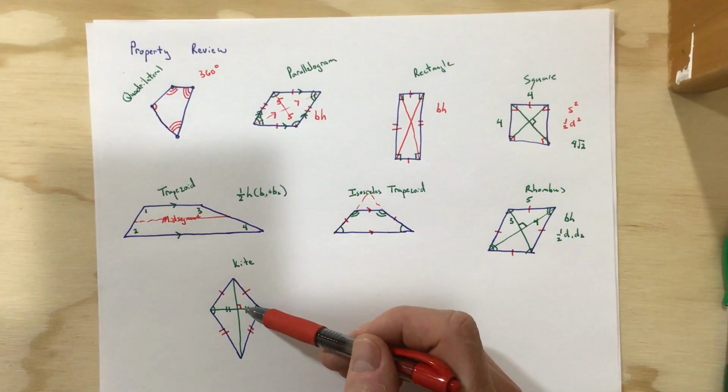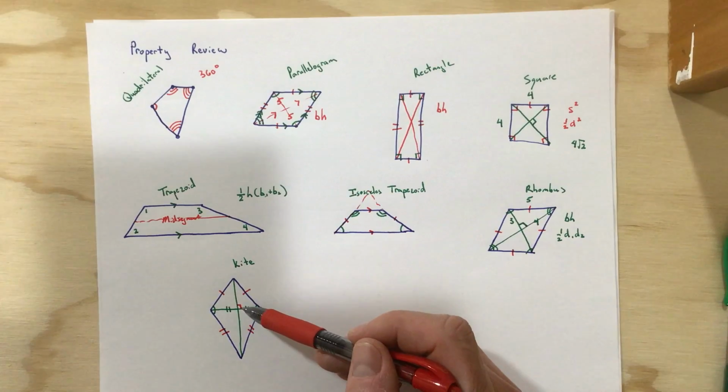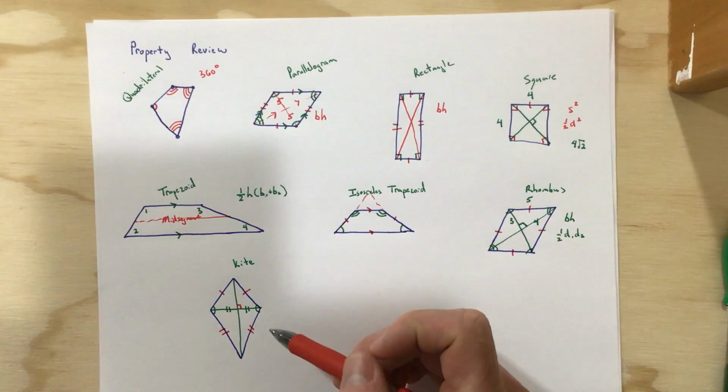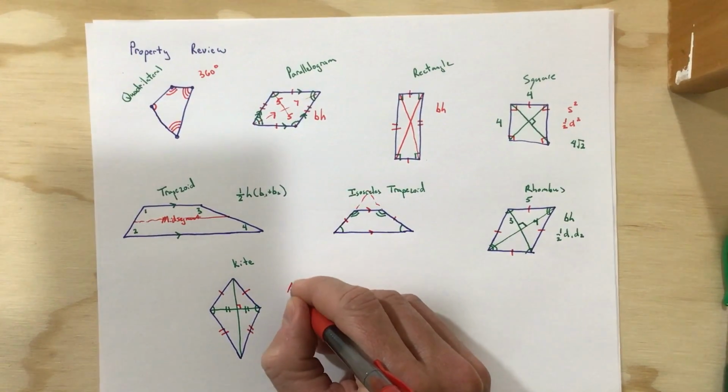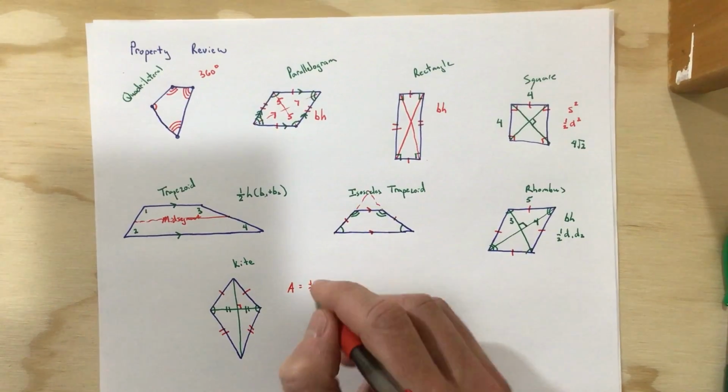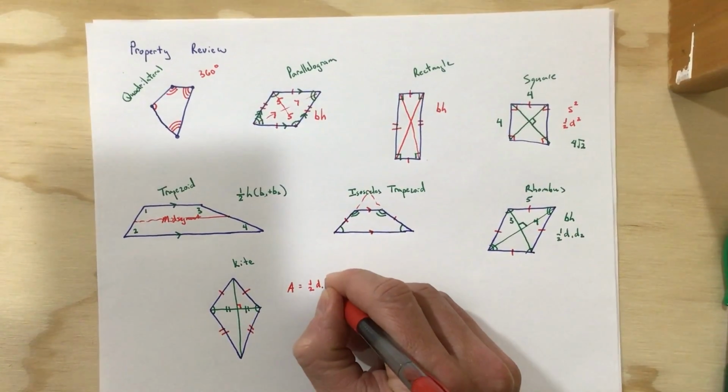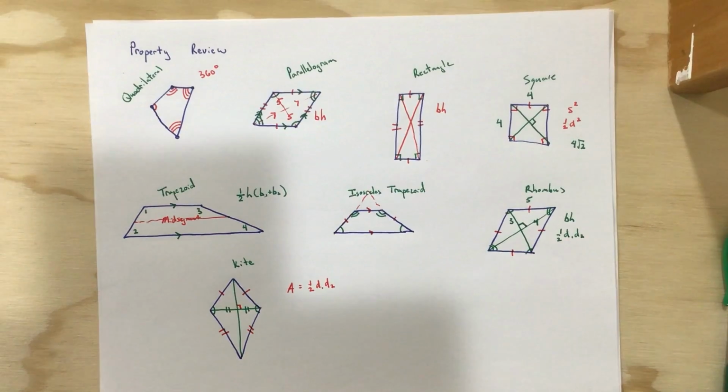One of the diagonals gets bisected. The diagonals are perpendicular. The diagonals are not equal. The area of the kite is just like the version of the rhombus, because a rhombus, by definition, is a kite. A rhombus is a kite and a parallelogram, just like a square is kind of everything. Okay, so we have kites.